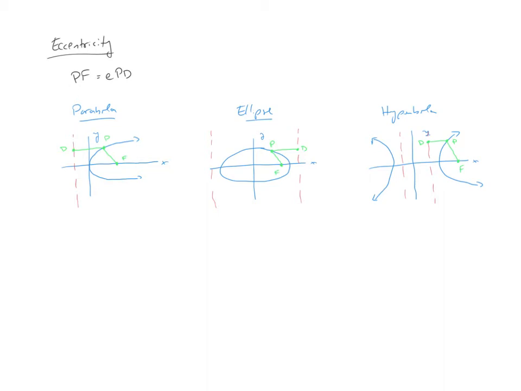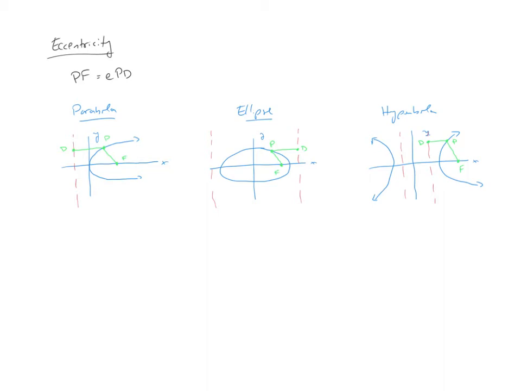So PF is the distance, for example, from here to here. PD would be the distance from P to D. In all three of these, I've got everything labeled and marked that you'll need. So there's the basic idea of eccentricity. This idea is going to give us a numerical value, and that value is going to tell us specifically what type of conic we might be dealing with.